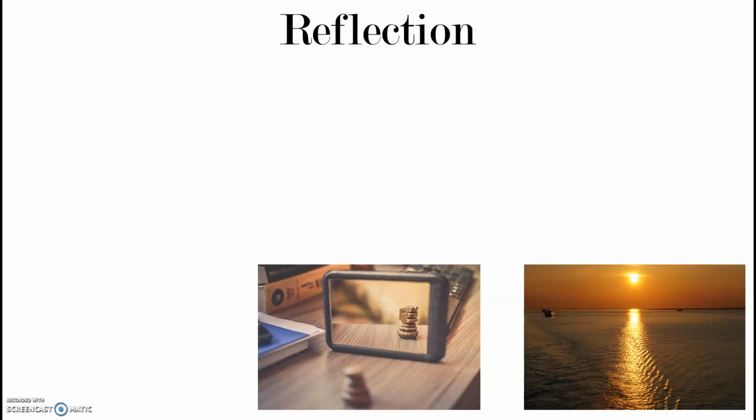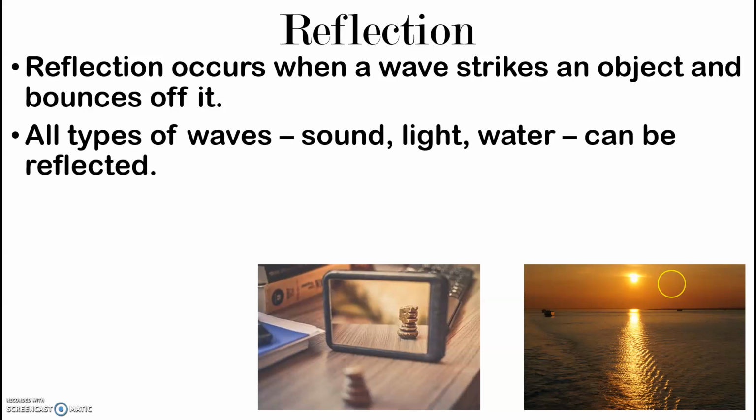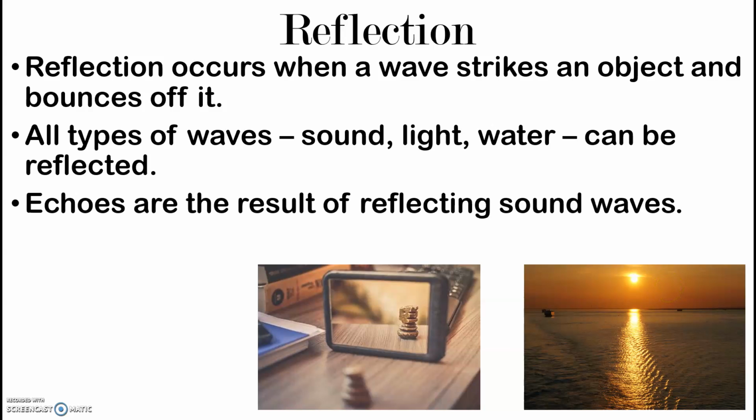First thing I want to talk about with behavior of waves is a thing called reflection. All waves reflect, as you can see by the pictures here, there's mirrors and also sunlight reflecting off the water. Reflection occurs when a wave strikes an object and then bounces off of it. All types of waves can be reflected: sound, light, water. These are all ones that are affected by reflection.